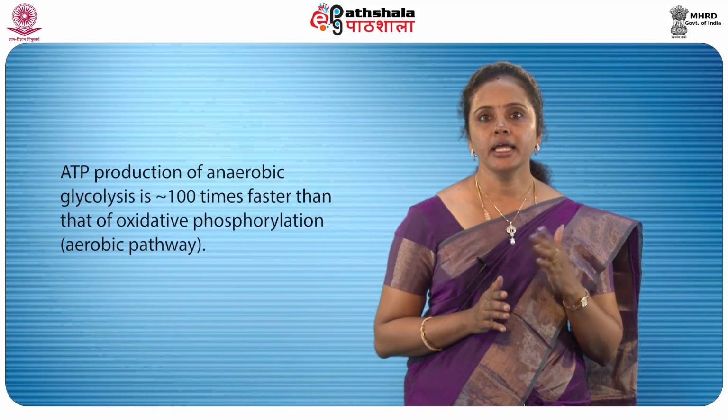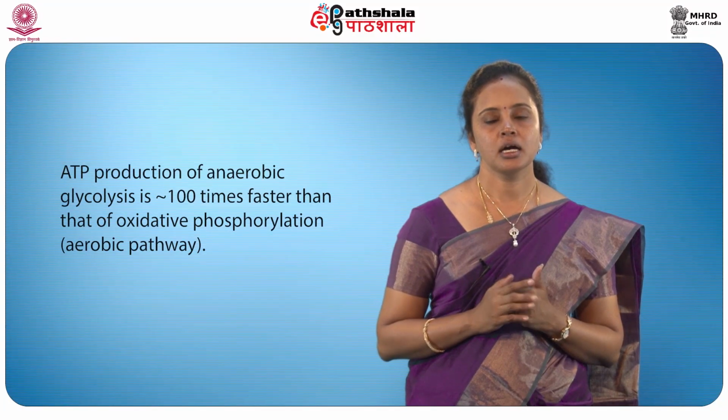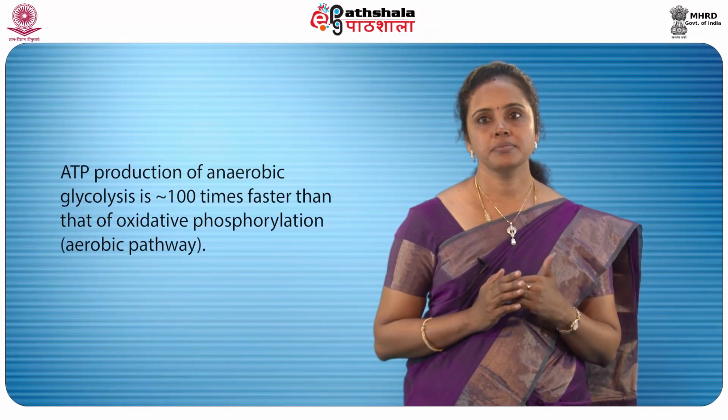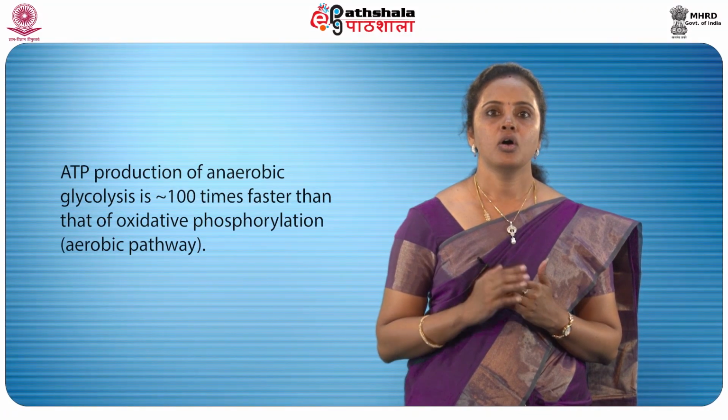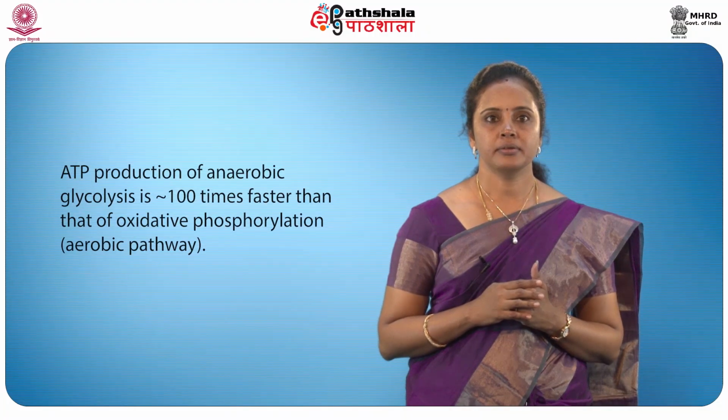Now, having seen the steps of glycolysis, we should understand the fact that glycolysis is used for rapid ATP production. ATP production of anaerobic glycolysis is approximately 100 times faster than that of oxidative phosphorylation. Thus, tissues such as muscle consuming ATP rapidly regenerate it almost entirely by anaerobic glycolysis.